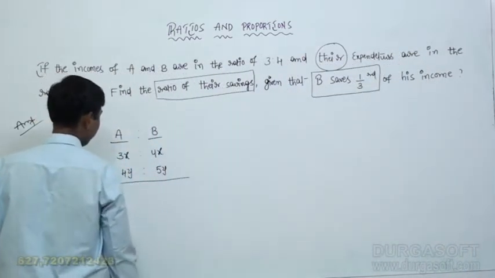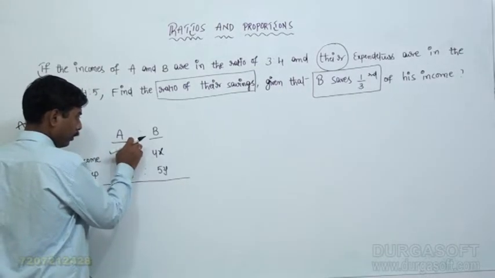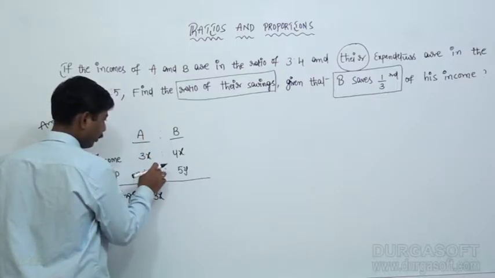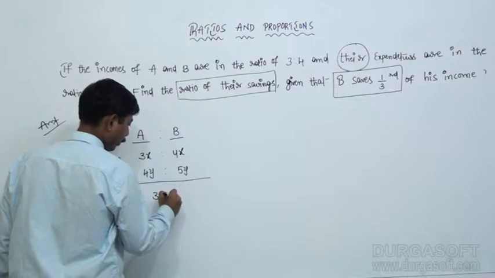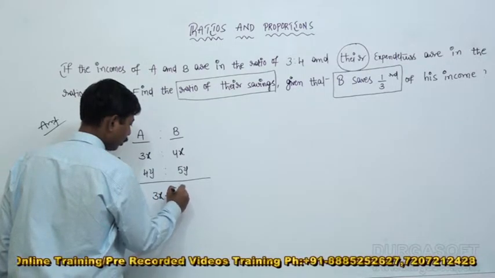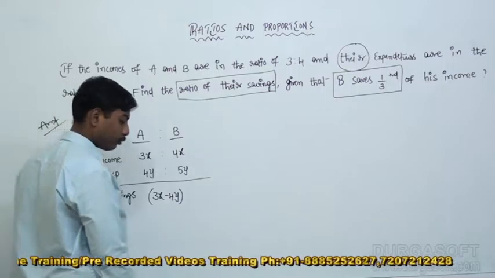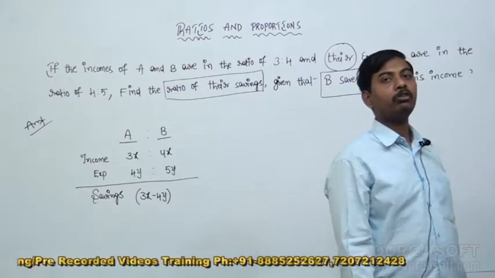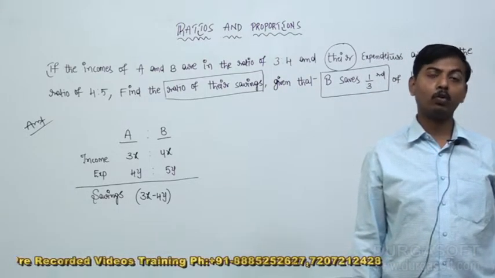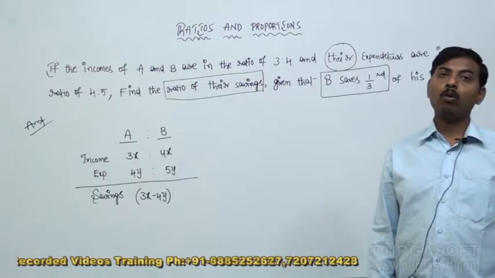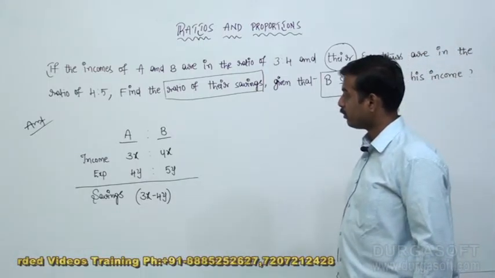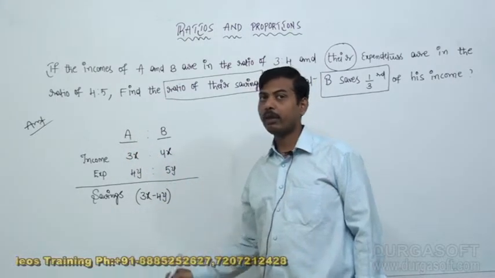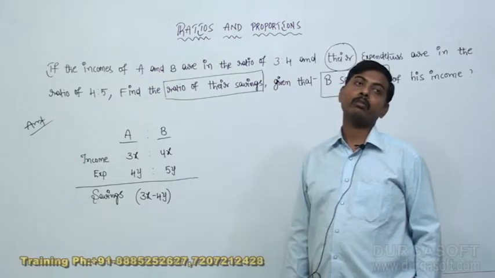What about the income of A here? 3x. What about the expenditure of A here? 4y. From income we are removing the expenditure. When we remove the expenditure from the income, the remaining thing would definitely be savings of that person only, no doubt about it. Now we came to know what about the savings of A here. Savings of A would be 3x minus 4y.